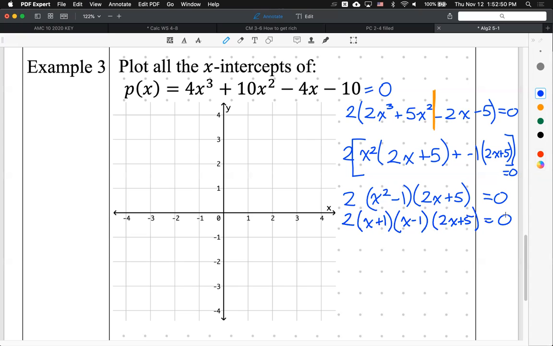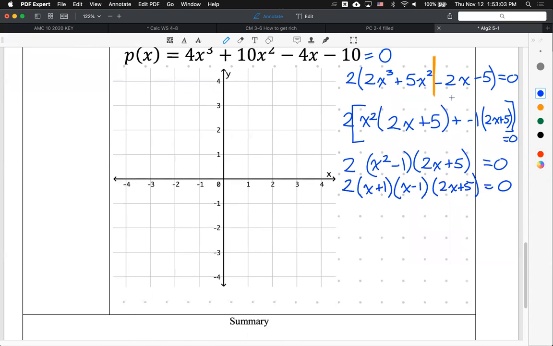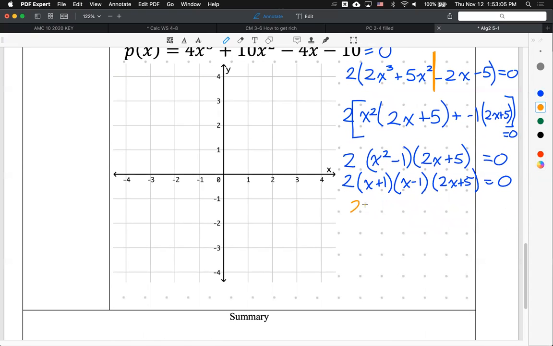All right. Now I have 4 things being multiplied together. I have a 2, I have an x plus 1, an x minus 1, and a 2x plus 5. Set each of those to 0. And we'll get 4 equations, although one of them is kind of silly, but you can still set it equal to 0. My first equation, 2 is equal to 0, which can never, ever happen. So that doesn't generate any x-intercepts. Next one, x plus 1 is equal to 0. Next equation, x minus 1 is equal to 0. And final equation, 2x plus 5 is set equal to 0.